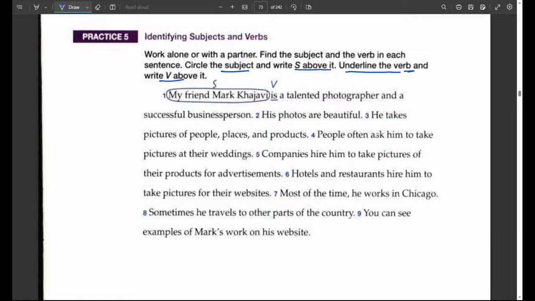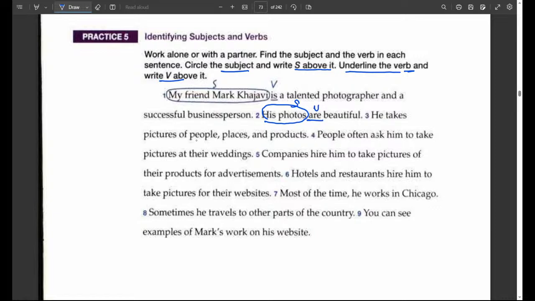Supposedly here, my friend Mark Khajavi is a talented photographer and a successful business person. So, see, this is the circle, the subject, and the verb is underlined, V. The second sentence, let's see. His photos are beautiful. His photos is the subject, are is the verb.